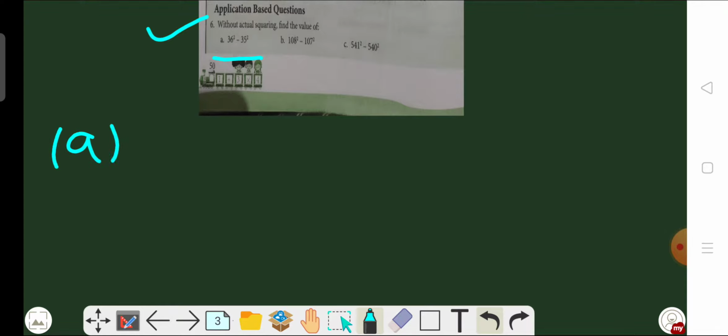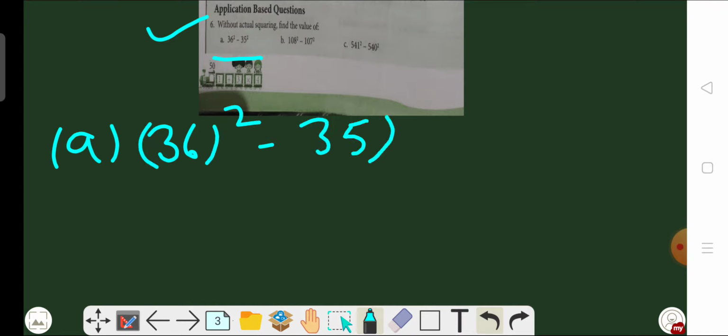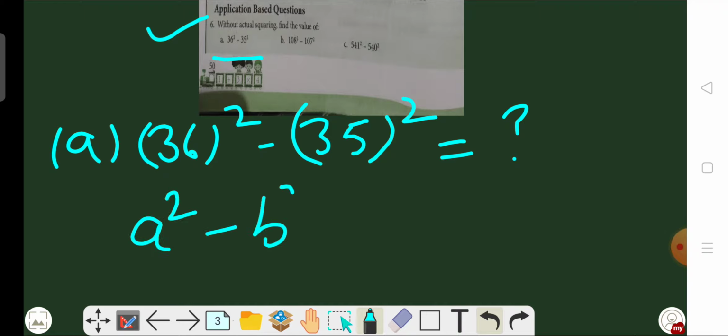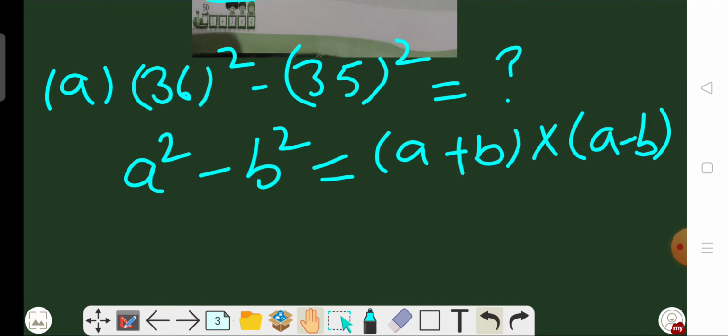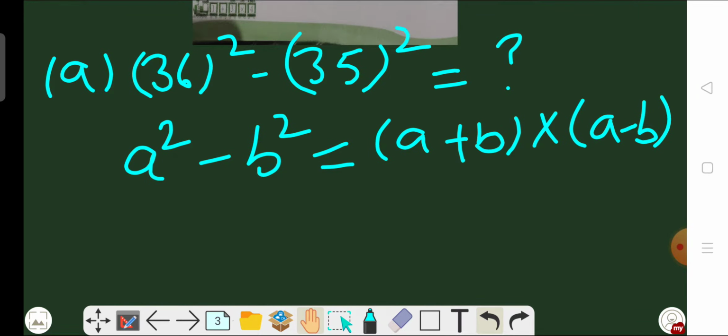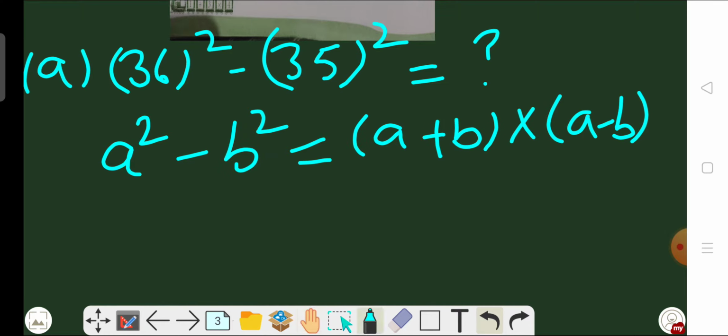So A part is 36 square minus 35 square. We have to find this value, beta, but we do not have to square 36 and 35. Here we have to use a property, that is a square minus b square is equal to a plus b multiplied by a minus b. So what is a here? a is 36 and b is 35.